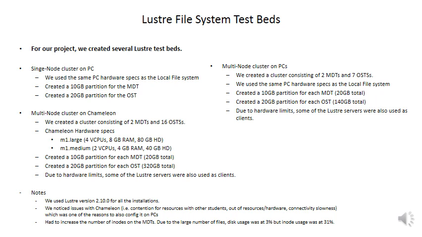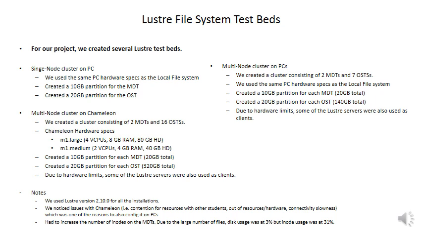Due to some of the hardware limits we came across, where we did not have enough PCs, we installed the server and client applications on some of the same equipment. The final configuration we did was a multi-node cluster on a Chameleon system. This cluster consisted of 2 MDTs and 16 OSTs. From the Chameleon hardware, we used 2 different configurations, the M1 large and the M1 medium for our servers, both MDTs and OSTs. So this file system had a total of 320 gigabytes of storage.